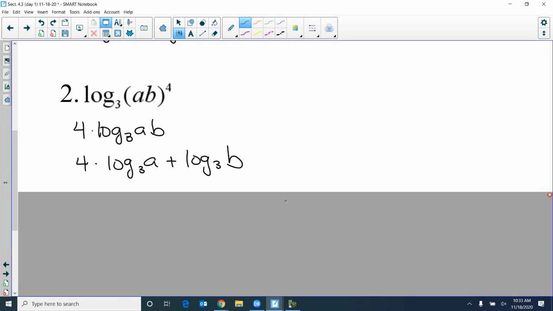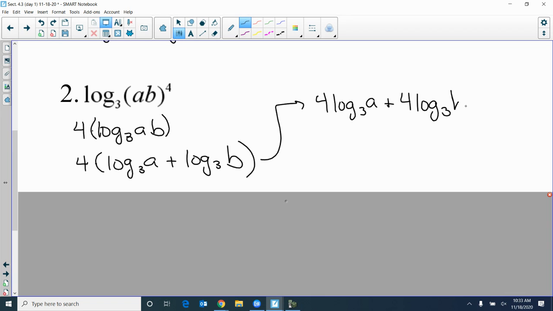Aaron? Log 3b has to be multiplied by 4 as well. Right, so when you have this case here, you're thinking, this is basically in parentheses at 4. And so if it splits apart, that 4 is being applied to everything that splits apart. So for this one here to be correct, it needs to be 4 log base 3 of A plus 4 log base 3 of B.